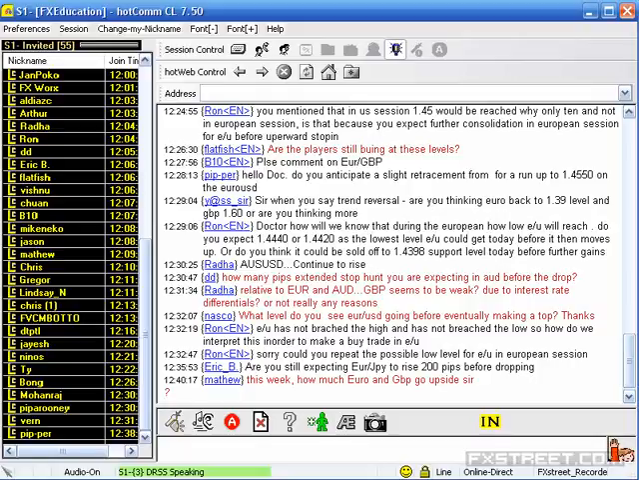How will you know that during the European high-low euro is reached? Do you expect 1.440 or 420 as the lowest level for euro get today before it then moves? Or do you think it could be sold off to 1.439 as support level? See, don't think that they have to necessarily bring the market to that of the support and reverse it, or take it up to that of the resistance and reverse it. Not all the time they do it.